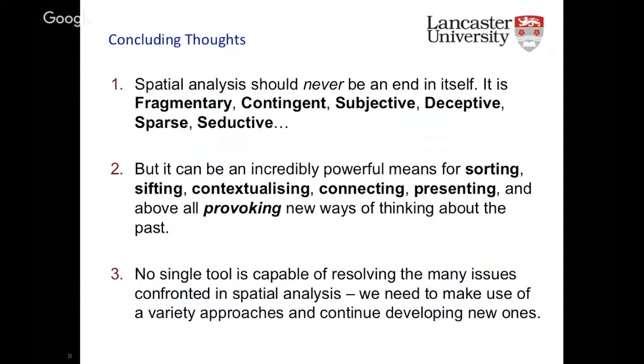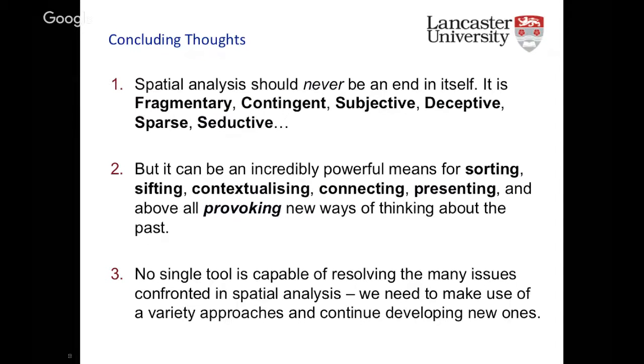Spatial data and the tools available to us are fragmentary, and all of the words here: contingent, subjective, deceptive, sparse, and seductive. And it's very easy for us to be taken down rabbit holes that are utterly misleading in terms of our understanding of the past. However, at the same time, they can be an incredibly powerful means for sorting, sifting, contextualizing, connecting, presenting, but above all, provoking new ways of thinking about the past.